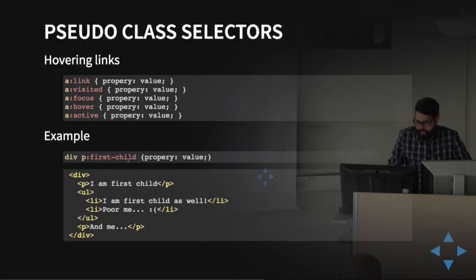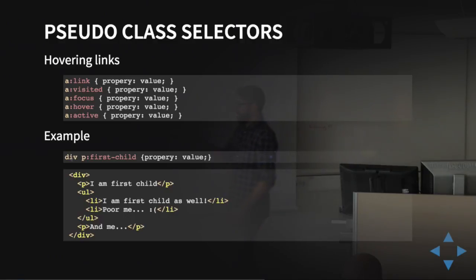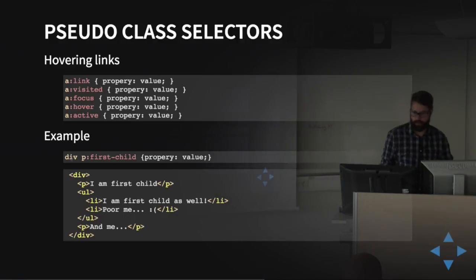We have this first child, which is actually a pseudo class as well, because the p tag is in a state that says it's the first child. So you call that a pseudo class.